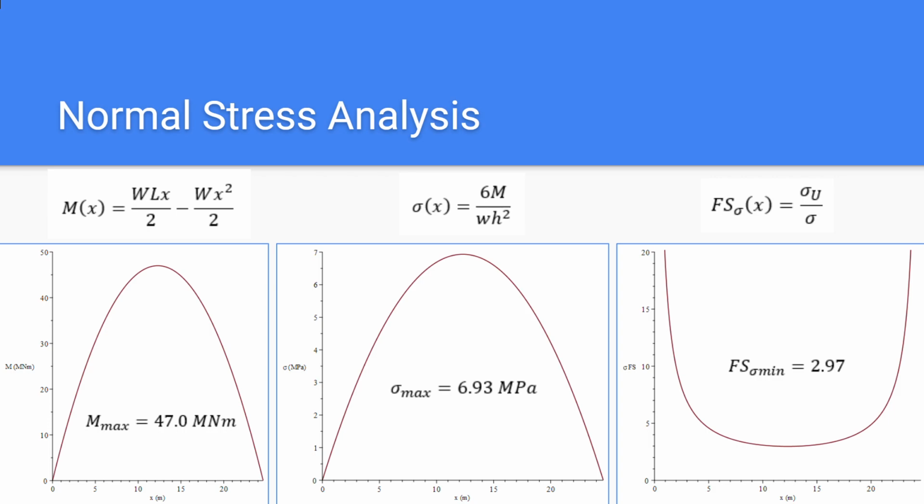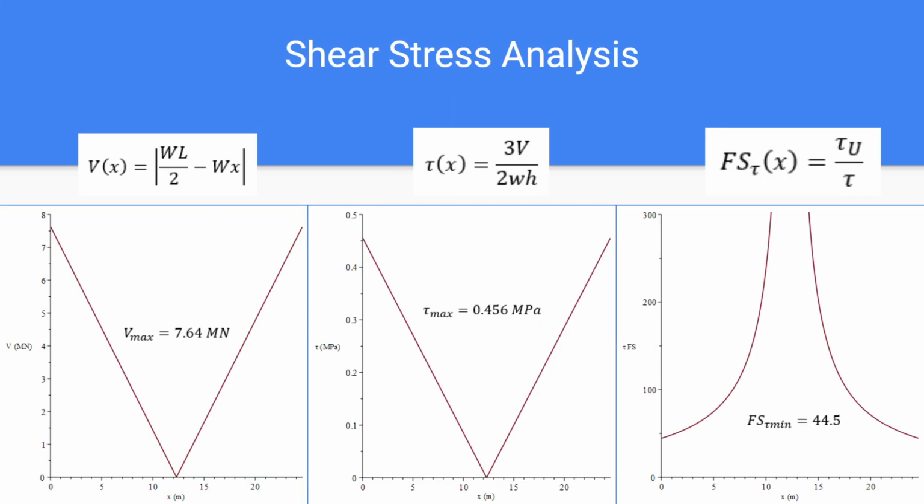Next, we use Maple to parametrically analyze the structural reactions of wartime loading along the length of the bridge. Beginning with the expressions for bending moment and normal stress on the bottom face, we found the factor of safety to be minimum at the center of the bridge. Then we found shear force and shear stress along the middle face, yielding a minimum factor of safety at the endpoints of the structure.